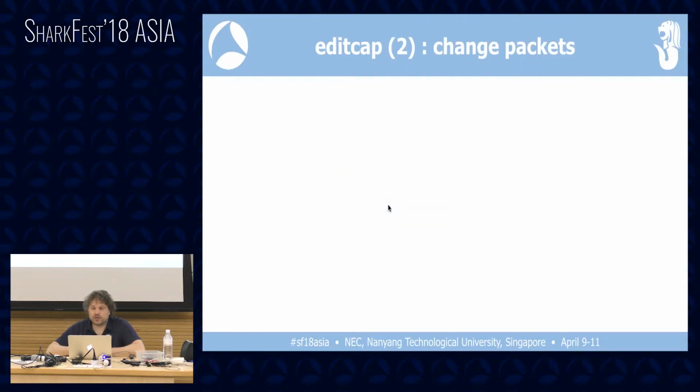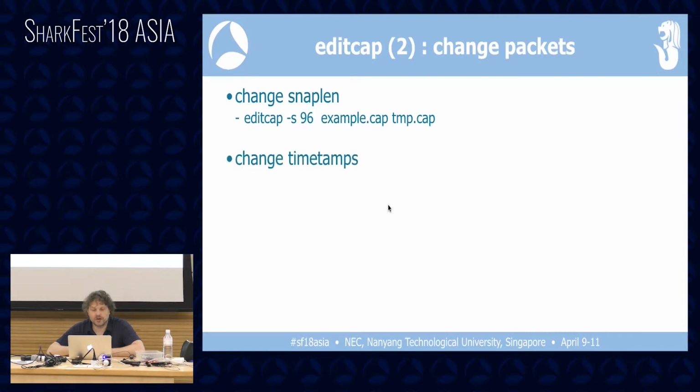Then there's editcap to change packets. We can change the snap length. So if you capture the whole frame and you want to provide the capture file to another company and you want to remove everything after a certain length, you can just use the snap length. Or if you have seen that the problem is not at the application layer, but you still want to keep the files, you might want to make them smaller, you can just slice them to a smaller size.